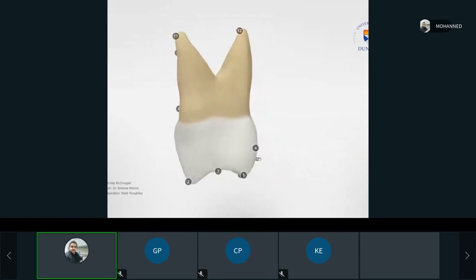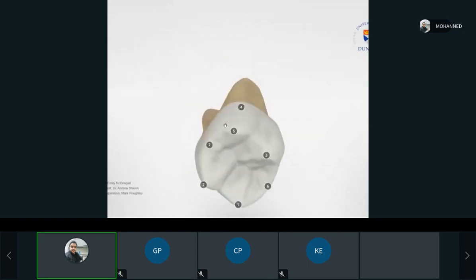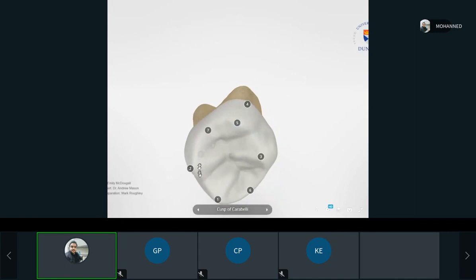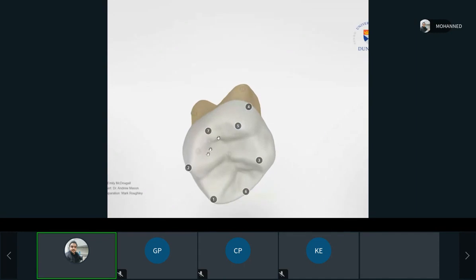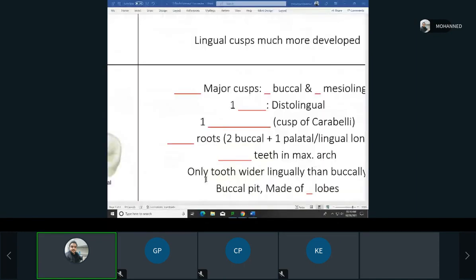I'm not sure if it's that clear. So we have these 4. It's clearer on, I think, the picture. Yeah, it's clear on the picture. So 4 of these cusps that we have, and we have 1 cusp that is supplemental, that is a non-functional cusp. If we take a look at the handout.